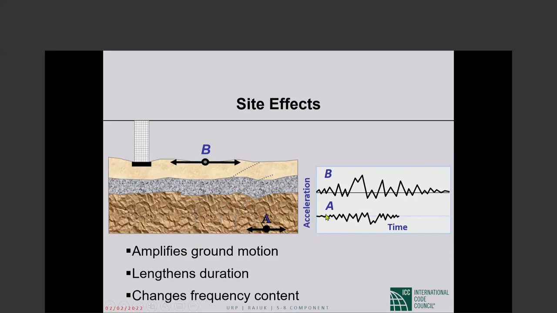Okay. So at point A, this is the accelerogram, the history of acceleration, variation of acceleration with time. And at point B on the surface, this is the accelerogram. You can see that the soft soil overlying rock amplifies ground motion. Okay, this is stronger ground motion, lengthens the duration, also very importantly changes the frequency content.